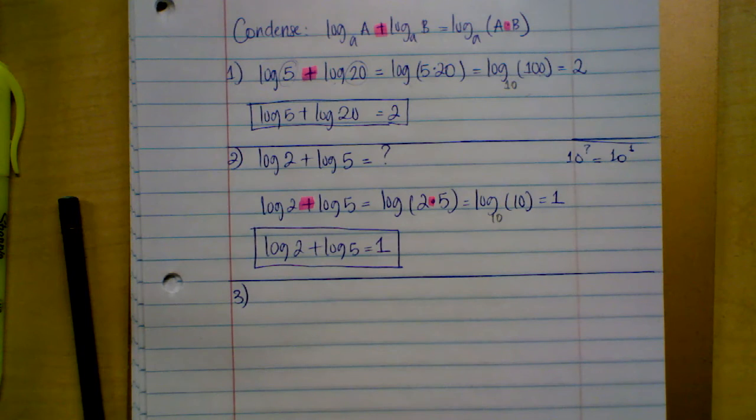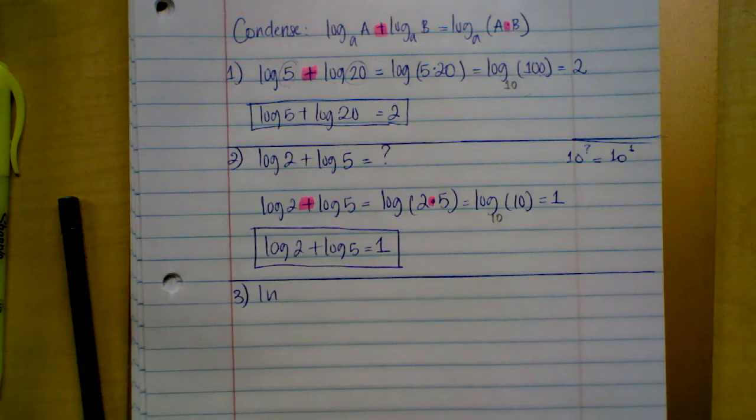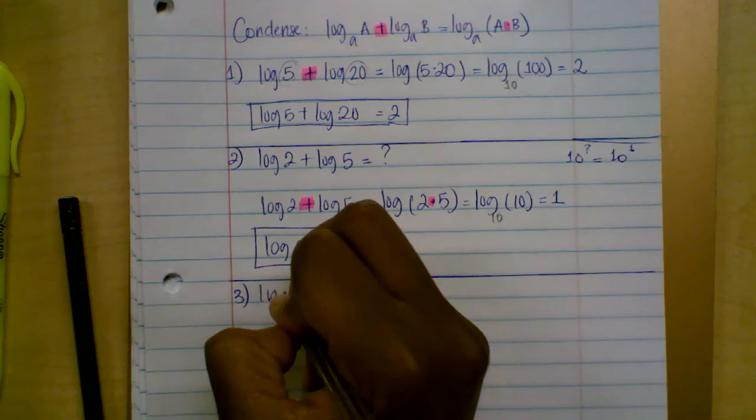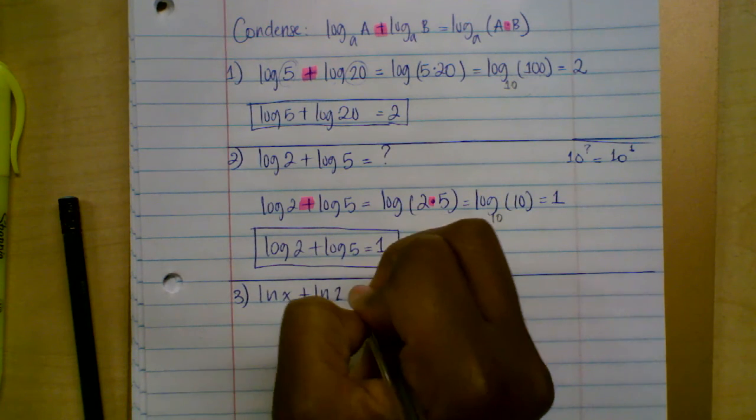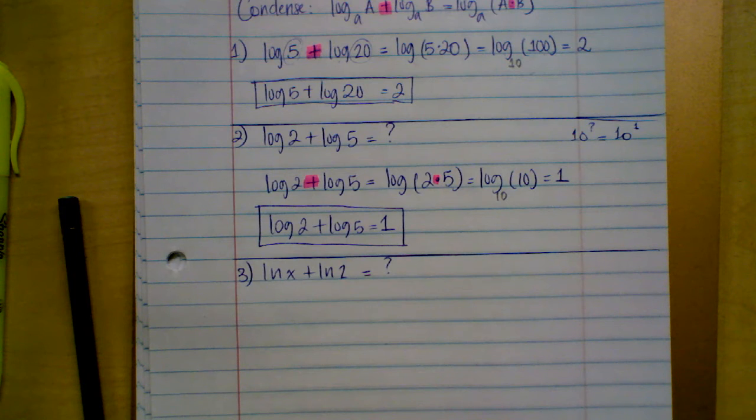So let's do number 1. You're given ln of x plus ln of 2. How would you simplify this? How would you write those two logs as a single log? Please pause the video and do so.